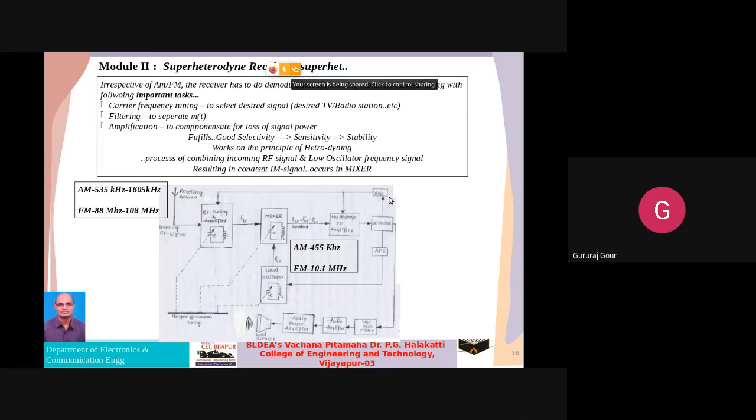Here you can see this block, automatic gain control. Then we are getting the detector. In case of AM we are using an envelope detector. In case of FM we are using a discriminator or balanced modulator. Here it is known as automatic frequency control. It comes into picture in case of FM. Automatic gain control comes into picture if it is AM.